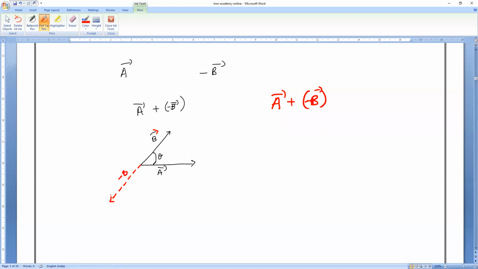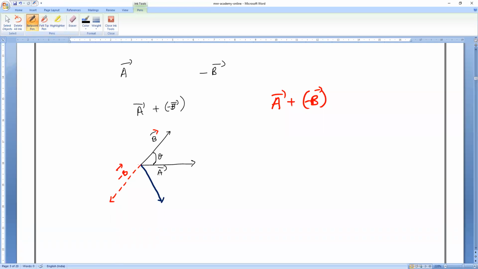If this is the B, this is the minus B. If this is the A, then what is the minus A? Backside. Is it right or wrong? Now, between what does the resultant vector act? Between A and B or between A and minus B? Where will the resultant vector act? Between A and minus B. This is the resultant vector. Is it right or wrong? All of you understood or not?